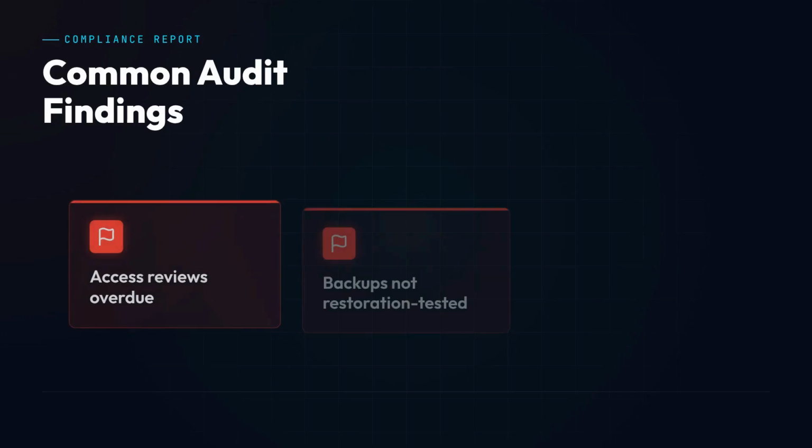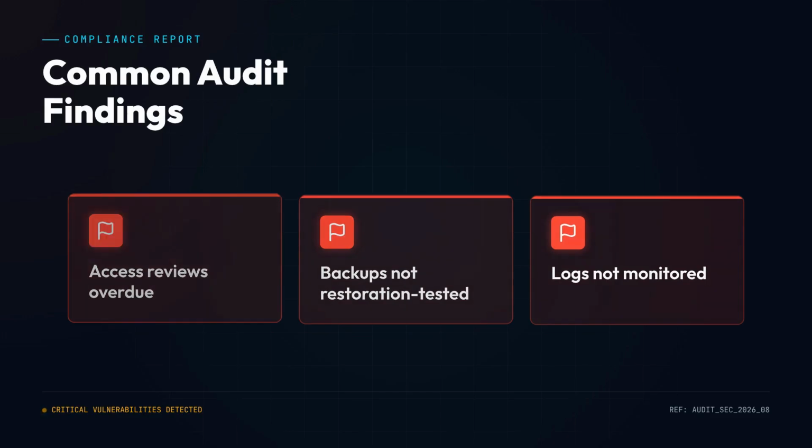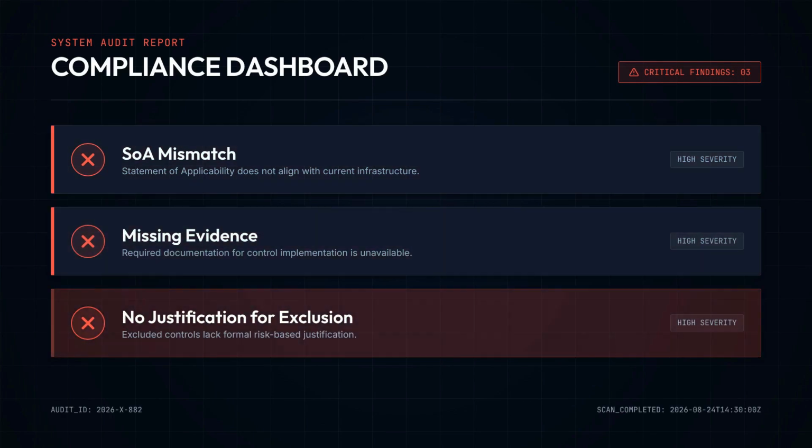Common audit findings include an SOA that doesn't match the risk assessment or controls marked implemented with zero evidence to prove it. We also see overdue access reviews, backups that haven't been restoration tested, and logs that are collected but never actually monitored. Now, let's see how much you've learned.